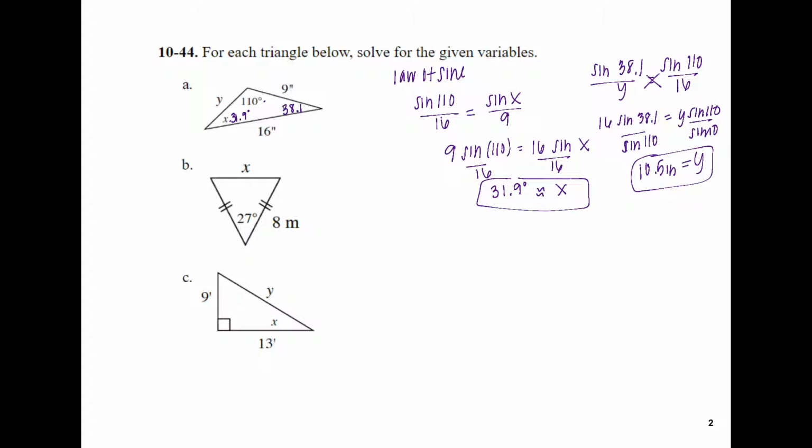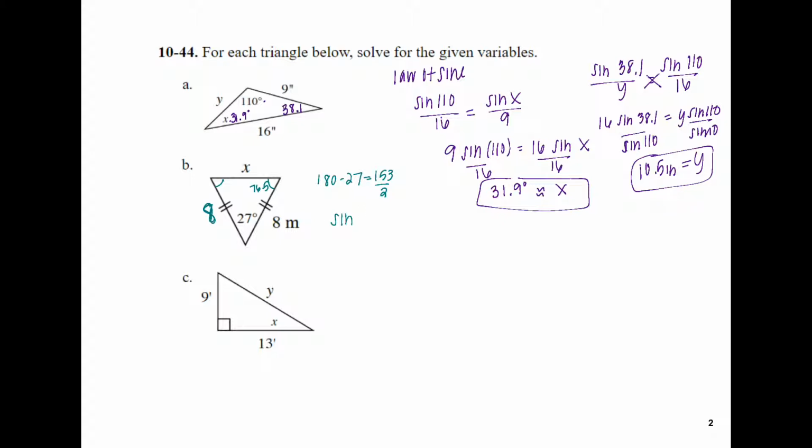Looking at letter B, I'm looking at an isosceles triangle, so I know that my opposite side is 8. I can find my angles inside because they should be the same. So 180 minus 27 gives me 153, divided by 2. That tells me that my base angles are 76.5. I then can set up a proportion.